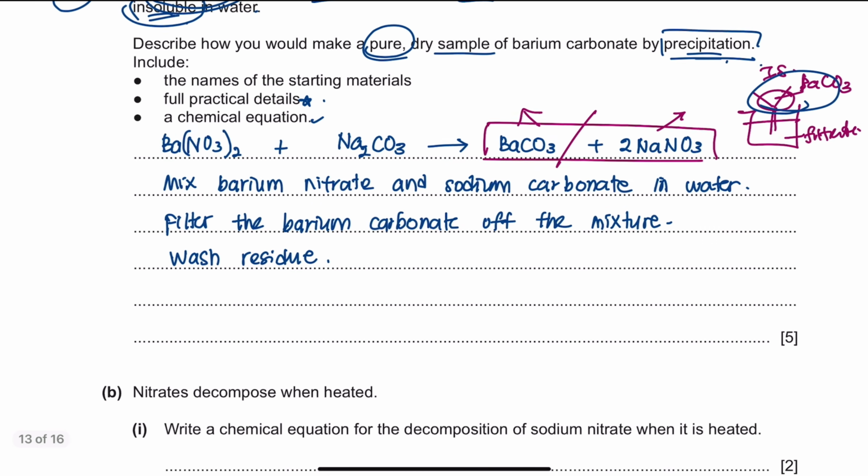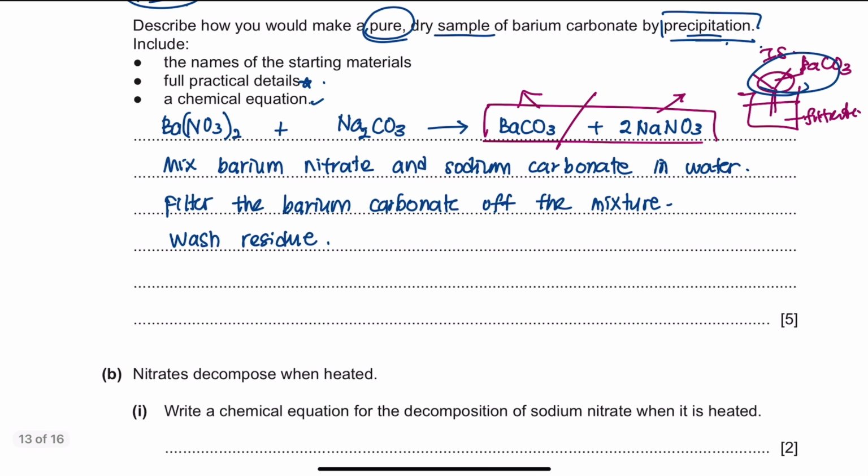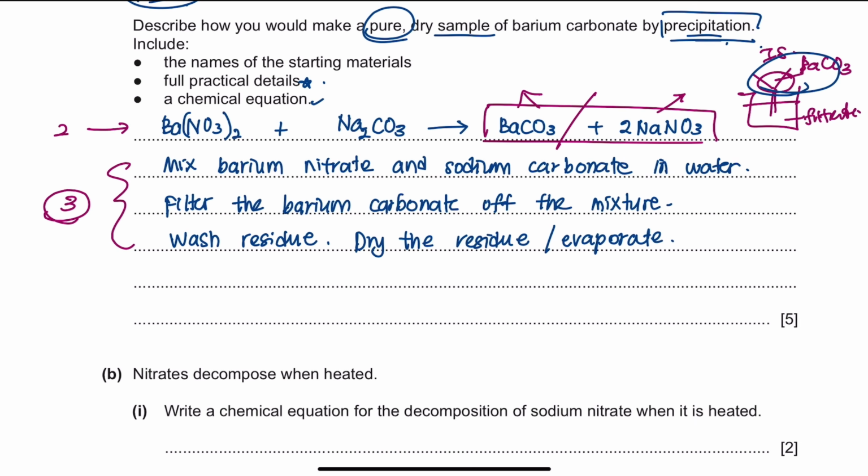You wash your residue to ensure that it is clean and not contaminated with any sodium nitrate or other particles. Once you have washed your residue, the last step would be to dry it and evaporate it to make sure that there are no water molecules present. So you will be able to obtain 2 marks from your chemical equation, and these 3 steps will give you another 3 marks, a total of 5 marks.